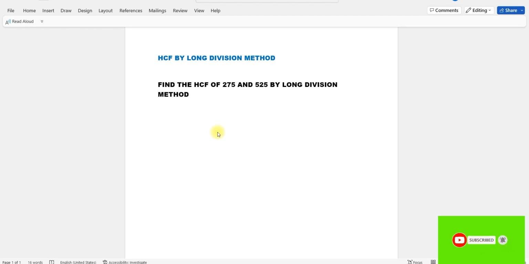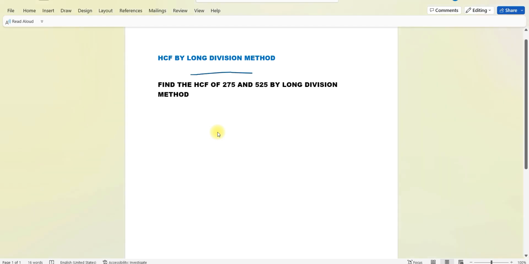Today I'm going to show you how to find an HCF, that is highest common factor, by long division method. So you will have two numbers. For example, find the HCF of 275 and 525 by long division method. So how do you find it? You'll always have to take the smaller number as divisor and the greater number as dividend.